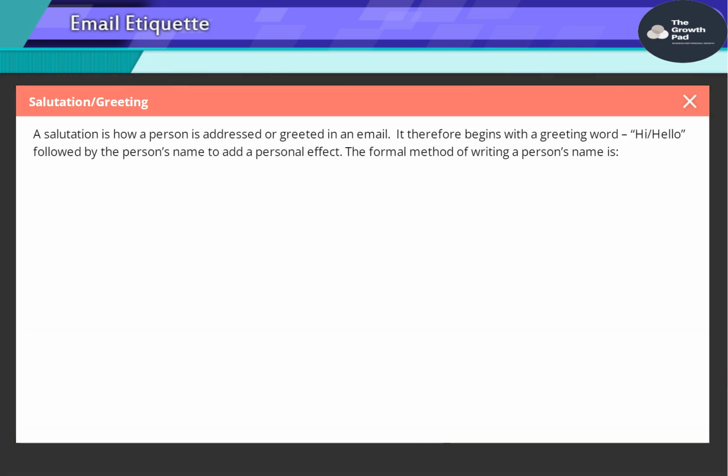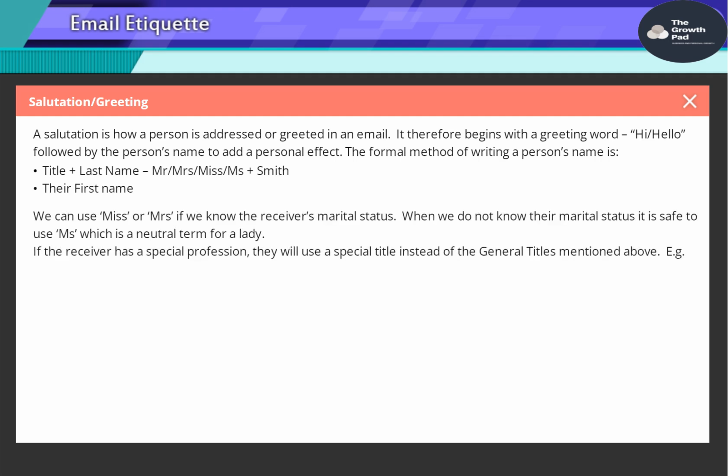A salutation is how a person is addressed or greeted in an email. It therefore begins with a greeting word, hi or hello, followed by the person's name to add a personal effect. The formal method of writing a person's name is: we can use Miss or Mrs. if we know the receiver's marital status. When we do not know their marital status, it is safe to use Ms, which is a neutral term for a lady.